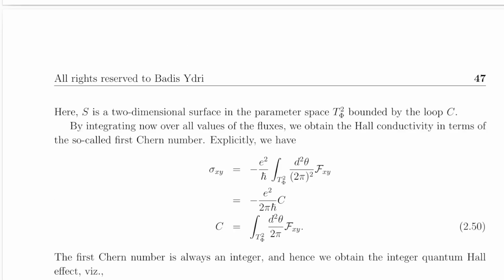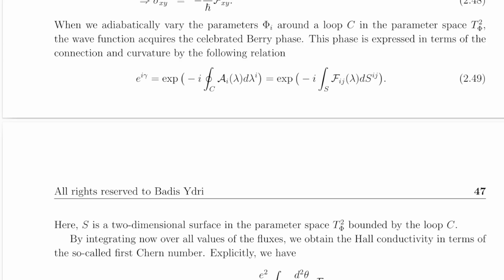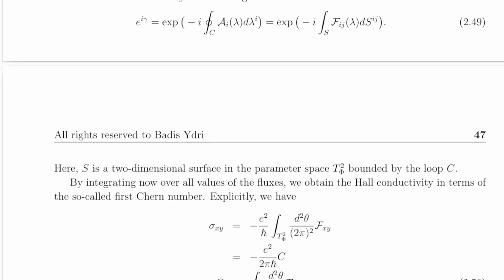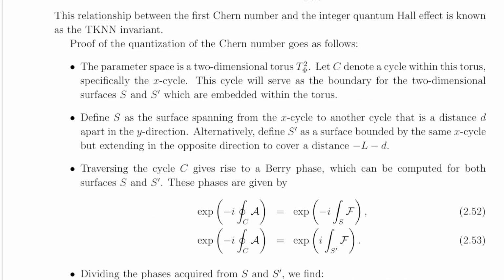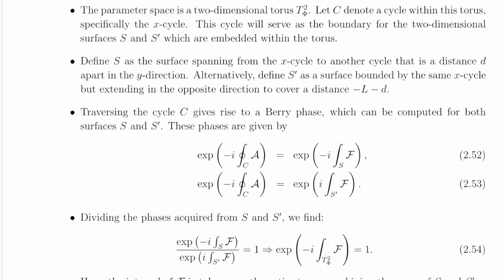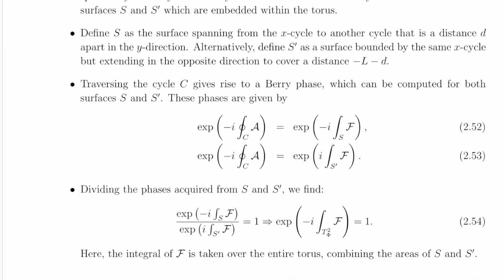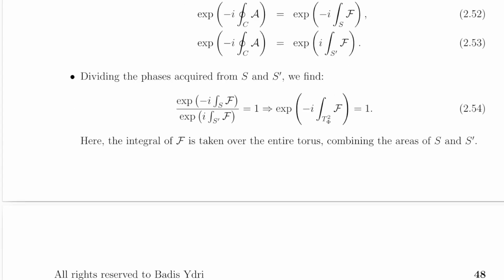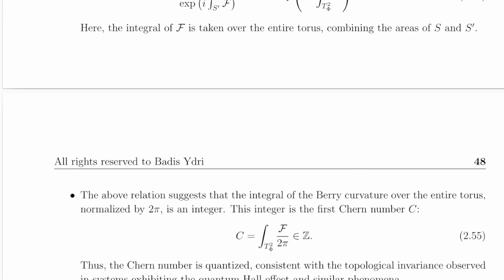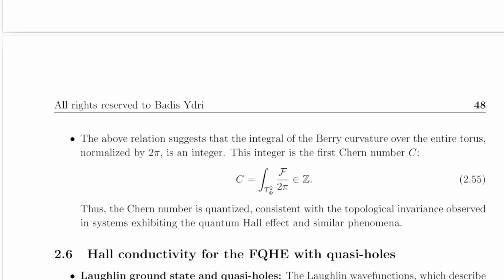When we vary the fluxes around a closed loop in flux space, the system accumulates a Berry phase. Using Stokes' theorem, this phase is related to the integral of the Berry curvature over the enclosed area. If we integrate over the entire flux torus, we find that the total Berry phase must be a multiple of 2 pi. This leads to a remarkable result. The first Chern number is always an integer. Thus, the Hall conductivity is quantized, a hallmark of the integer quantum Hall effect.